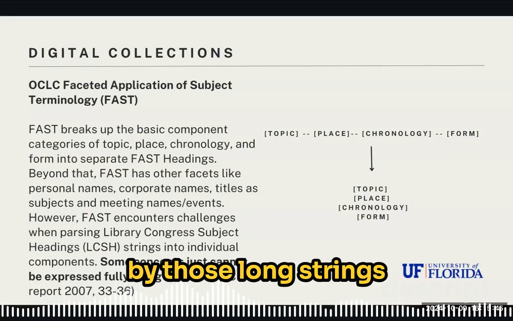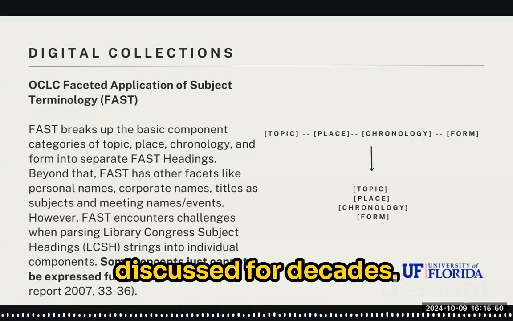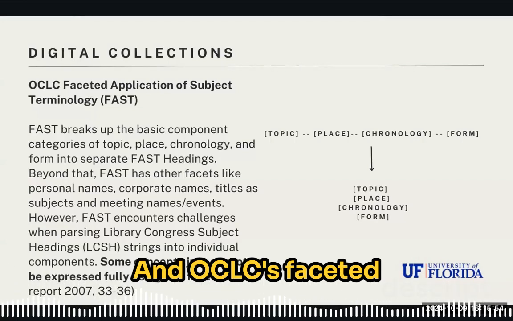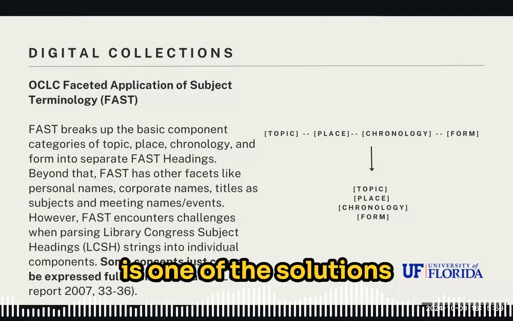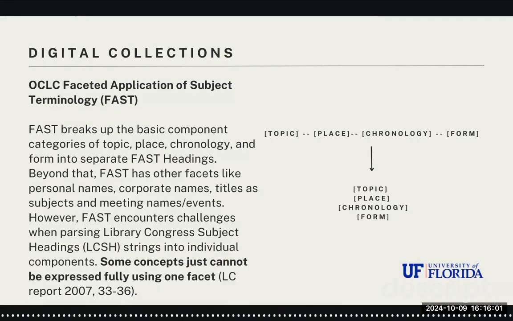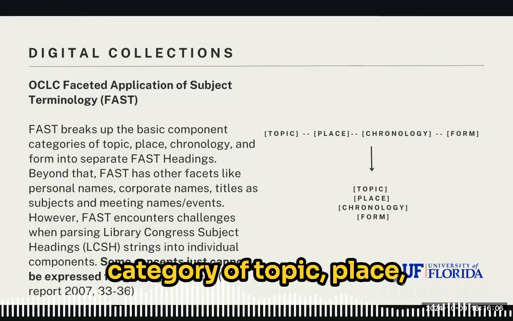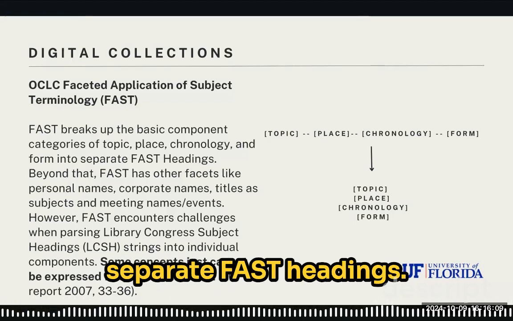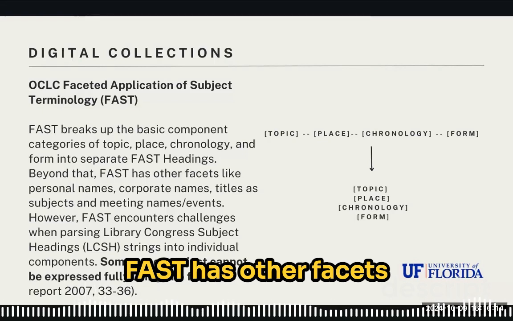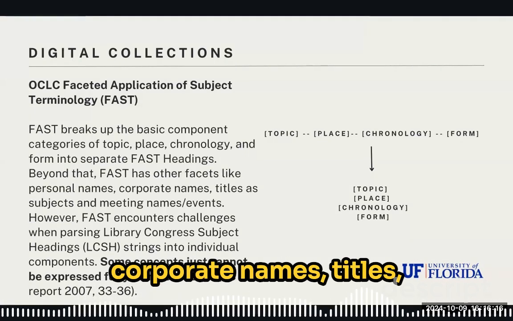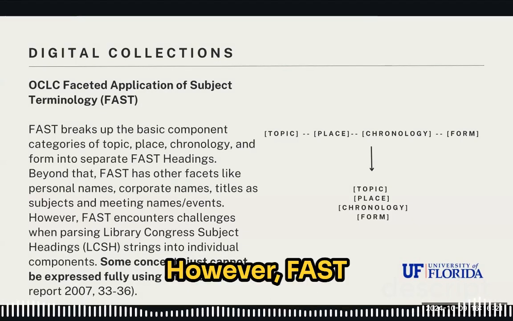The issue caused by those long strings of subjects has been discussed for decades. And OCLC's Faceted Application of Subject Terminology, FAST, is one of the solutions provided. FAST breaks up the basic components of topic, place, chronology, and form into separate FAST headings. Beyond that, FAST has other facets like personal names, corporate names, titles as subject, and meeting names and events.